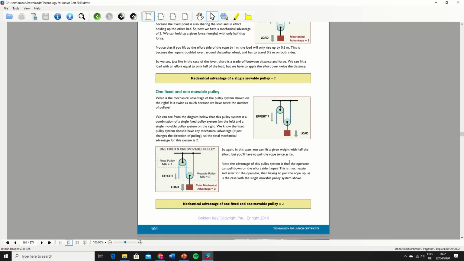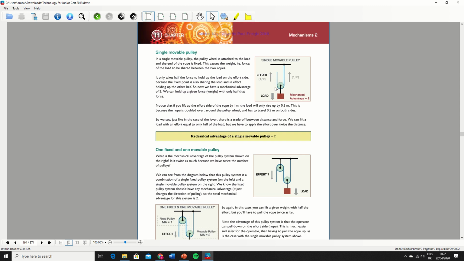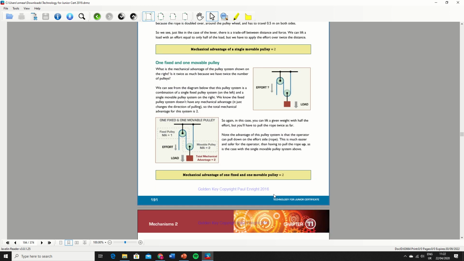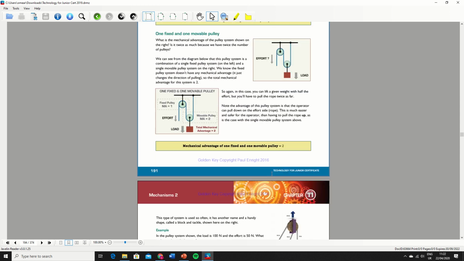The advantage of this pulley system is that the operator can pull down the effort side of the rope. It's much easier and safer for the operator than having to pull the rope up, as is the case with a single movable pulley system above. So you can see here, in order to lift this load, we would have to pull this rope up, but we've added this one here, so all we have to do is pull it down. It's an awful lot easier. So the mechanical advantage of one fixed and one movable pulley is 2.